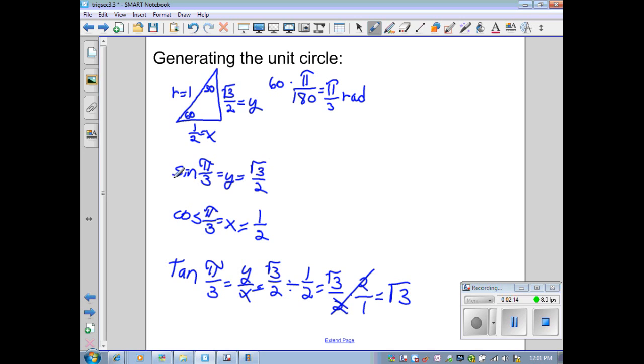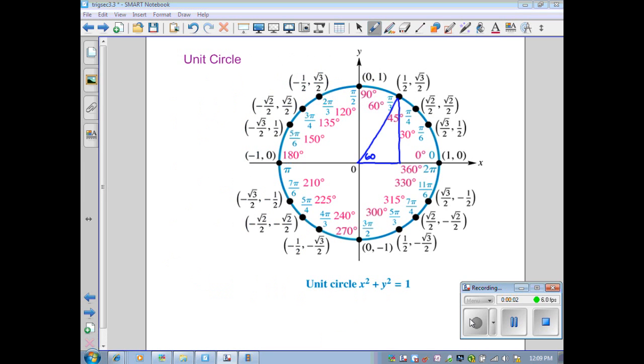I can continue and determine my reciprocal functions of cosecant, secant, and cotangent as we have in previous slides. I can go back to my unit circle and see that I have generated the point of x equal to 1/2 and y of square root of 3 over 2. I can continue by creating more angles inside my unit circle.